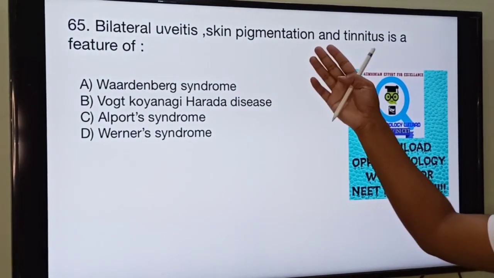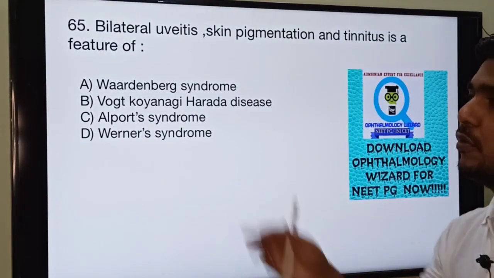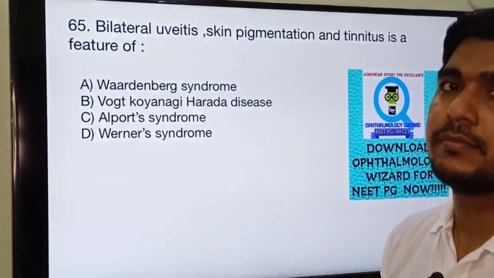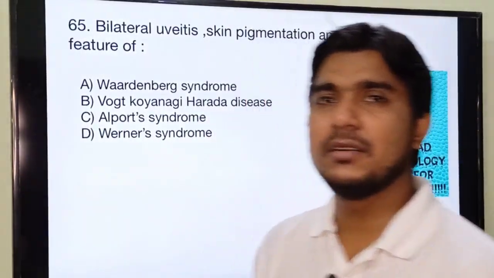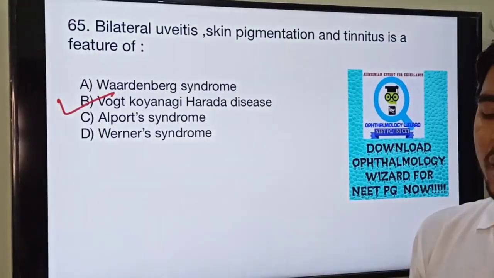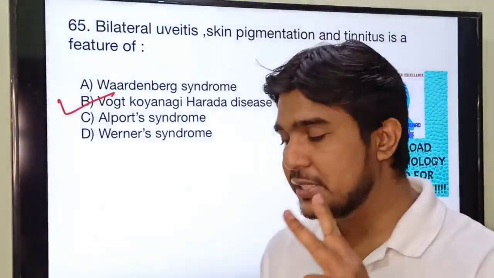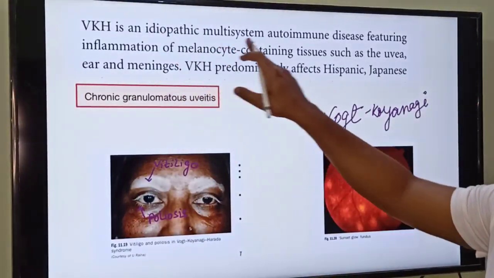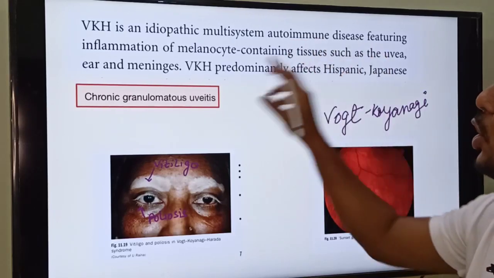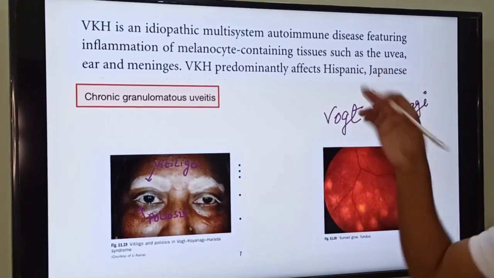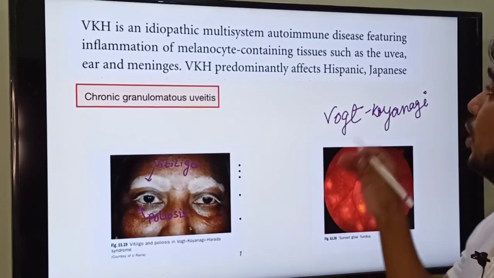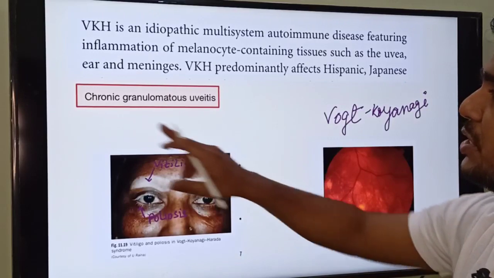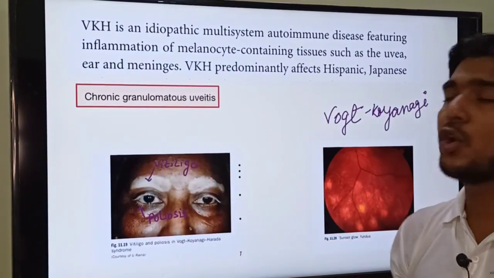Bilateral uveitis, skin pigmentation and tinnitus is a feature of Waardenburg, VKH, Alport's or Wegener's. What do you think? It's a sure straight answer: VKH, where you have eye disease, skin disease and CNS manifestation also. VKH is an idiopathic multisystem autoimmune disease affecting melanocyte-containing tissues such as the uvea, ear and meninges, and it affects mainly Japanese. This is a chronic granulomatous disease.